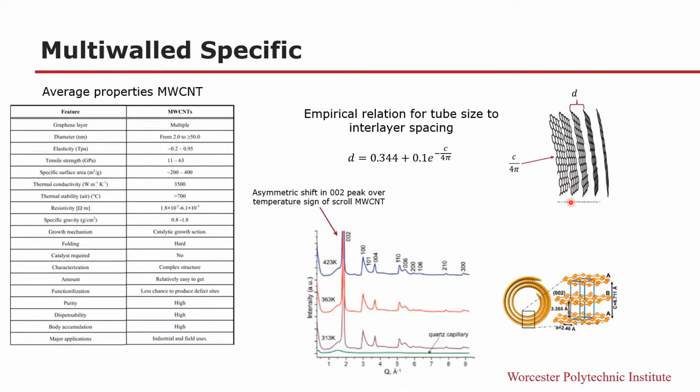Qiang et al. determined this empirical relation shown here for that spacing. This is derived from the Russian doll style of concentric multi-walled carbon nanotubes. If a scroll-type multi-wall carbon nanotube is present, then the interlayer spacing will violate this rule. Also, due to the free ends of the scroll nanostructure, the interlayer spacing can change anisotropically over temperature. Therefore, taking multiple diffraction measurements at different temperatures and comparing the interlayer spacing can be an effective way to determine if the multi-wall carbon nanotube is scroll or Russian doll.